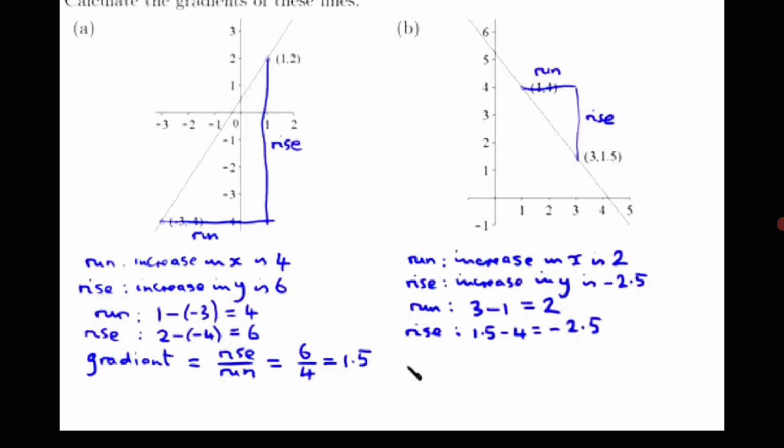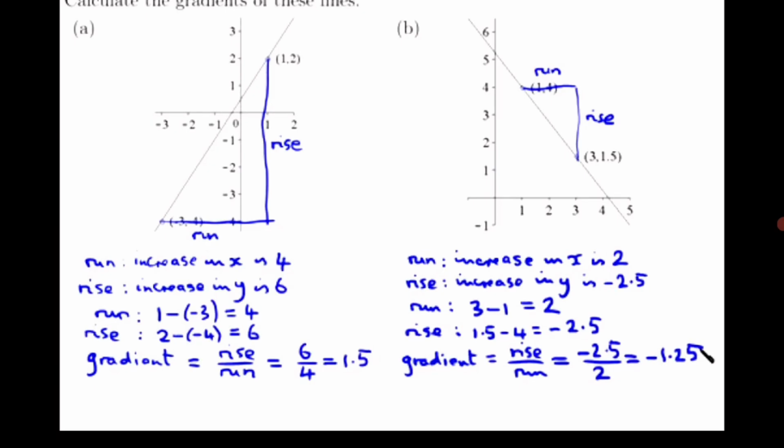So now we can calculate the gradient. The gradient equals rise over run, and we plug in those numbers. Minus 2.5 divided by 2, that's minus 1.25.